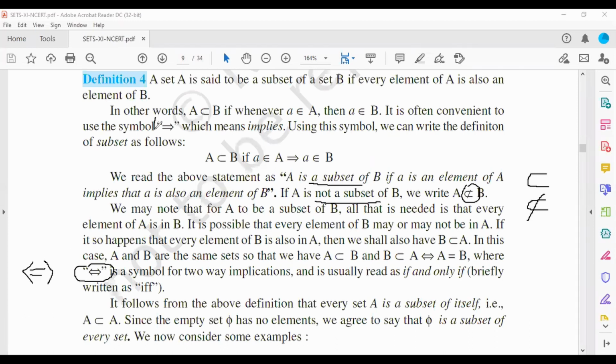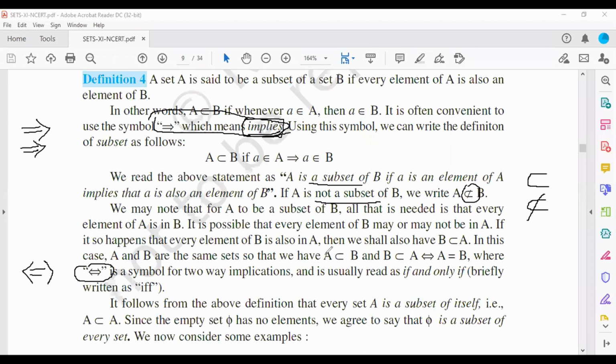Already you studied in a previous lesson the one-way arrow, written as an equals sign and a right arrow. It stands for the word implies. Implies means it conveys the same meaning.